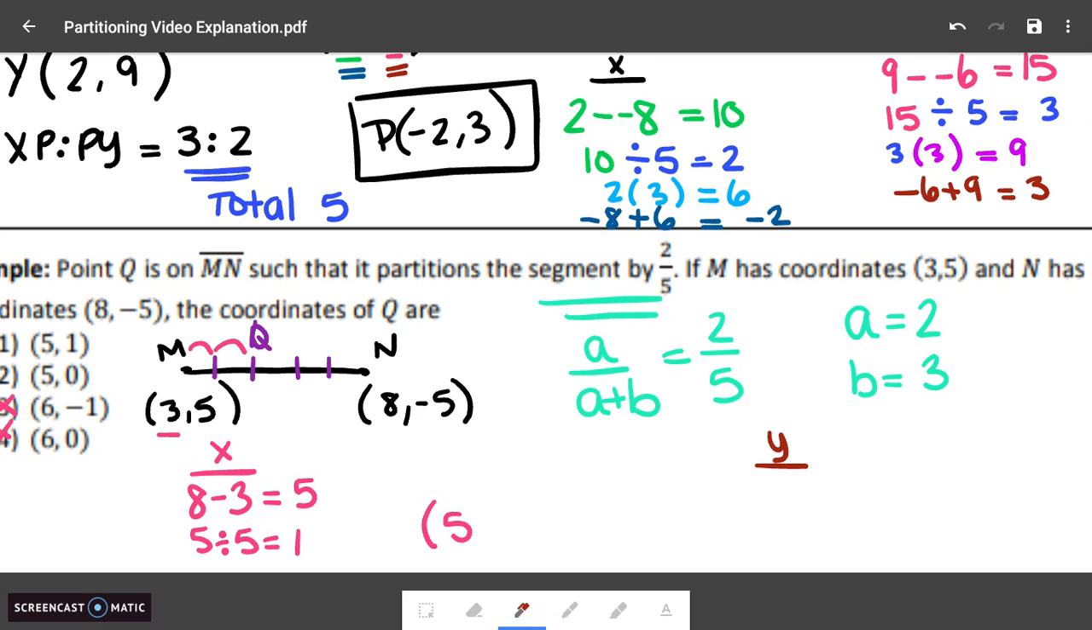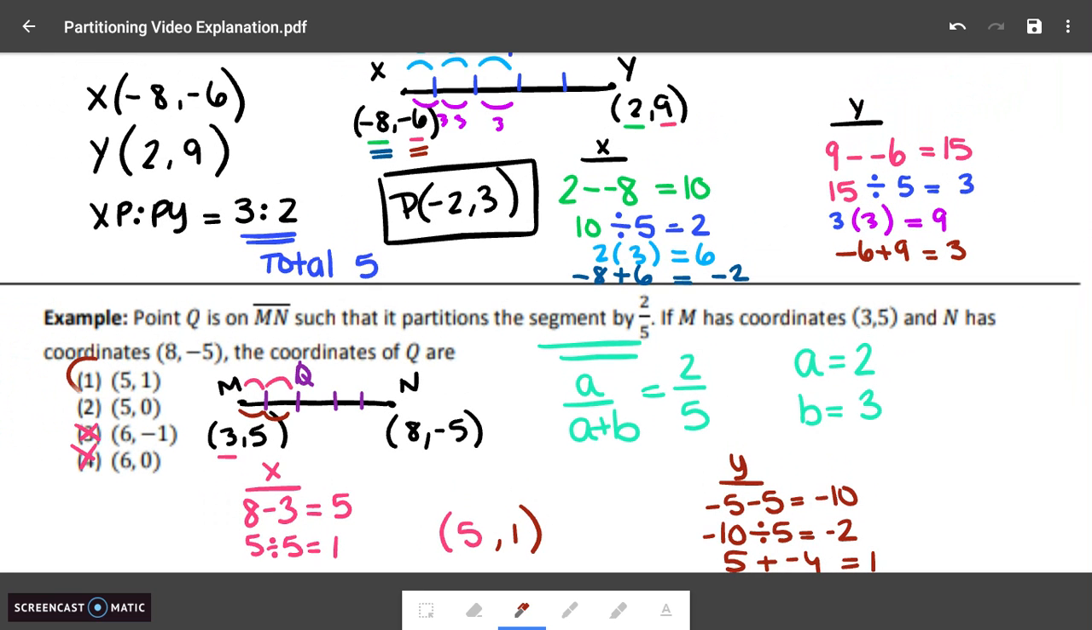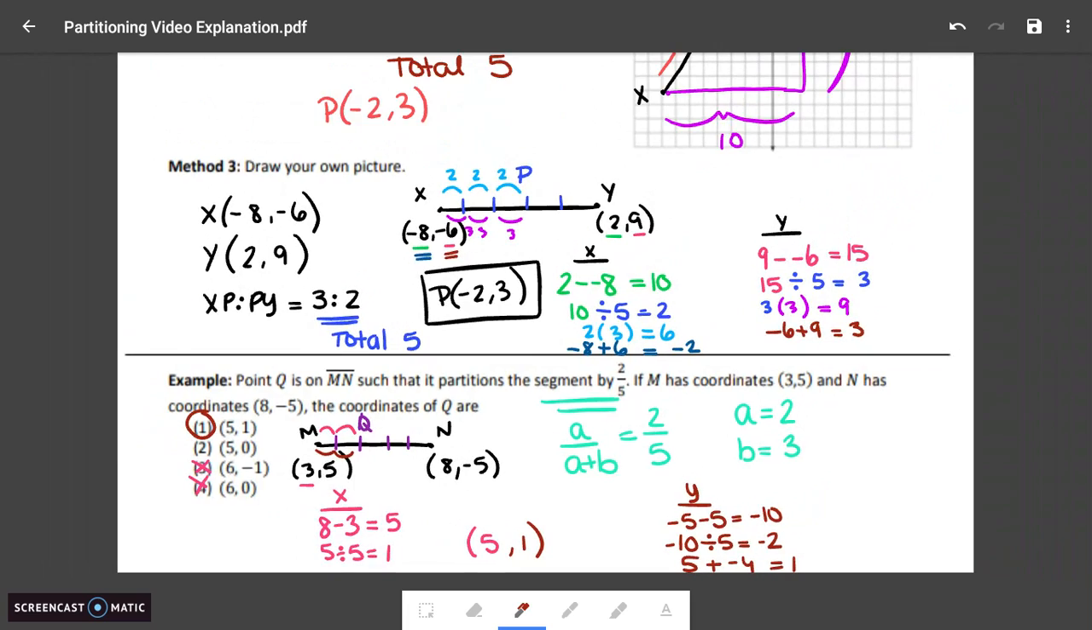We're going to do the same thing for y now. Negative 5 subtract 5 is equal to negative 10. Negative 10 divided by 5 is negative 2. So it's changing by negative 2 each time. So it's going to change by negative 2 twice, so we're going to have negative 4 total onto the 5. So 5 plus a negative 4 equals a positive 1. So it's going to be choice 1 here.